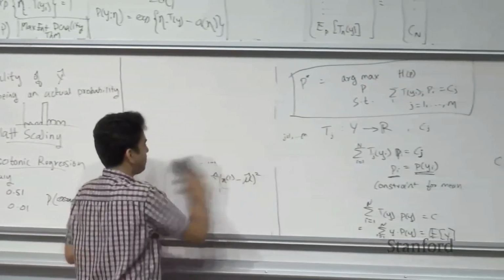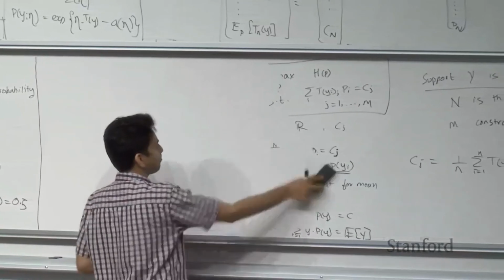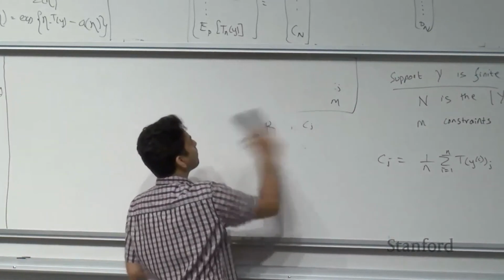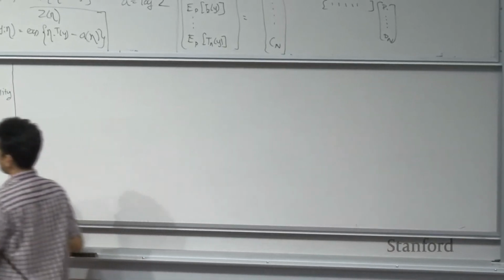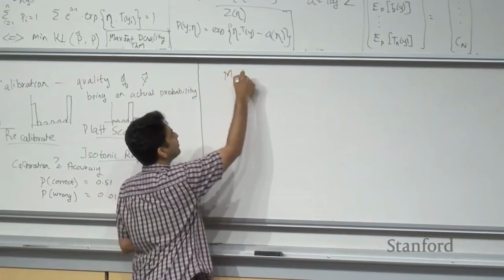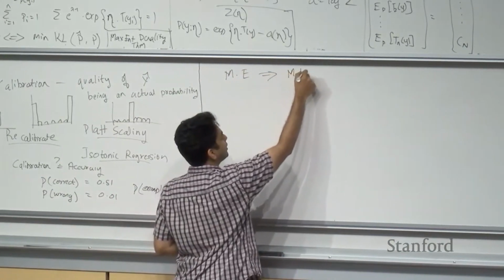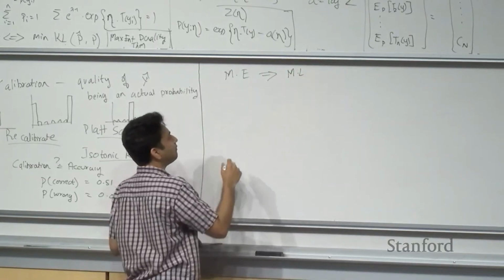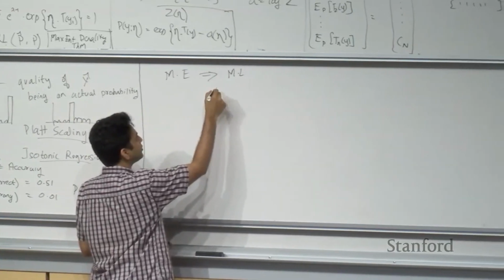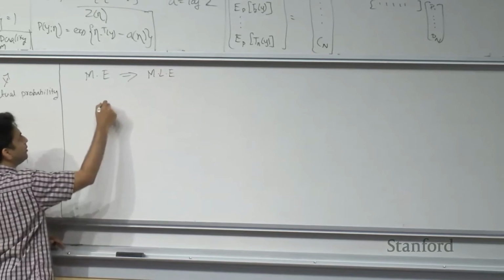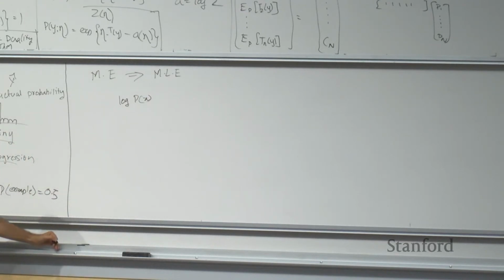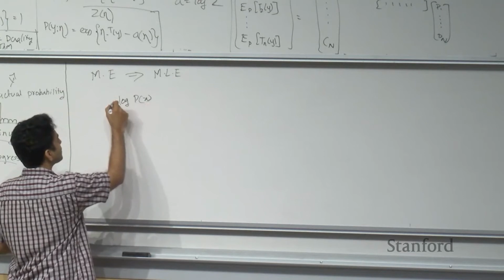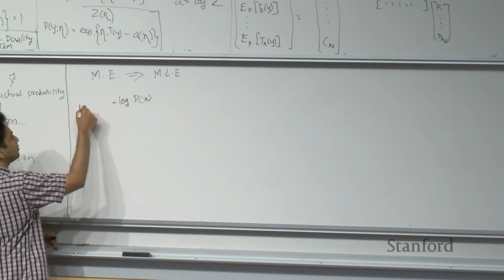Maximum entropy, we saw earlier, leads to maximum likelihood. So maximum entropy implied maximum likelihood, and in maximum likelihood, the objective of interest is this. So in MLE we did, if x is the predicted probability, then we use log p of x, or the negative log p of x, as the loss.